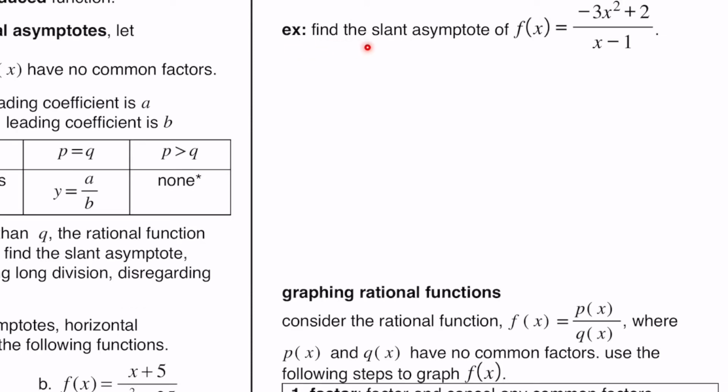This example says find the slant asymptote of the function f of x equals negative 3x squared plus 2 all over x minus 1. So just to recap on why there's a slant asymptote, p is the degree of the numerator, so p equals 2. Q is the degree of the denominator, so q is equal to 1. And when we compare these, you have 2 is greater than 1, so p is greater than q.